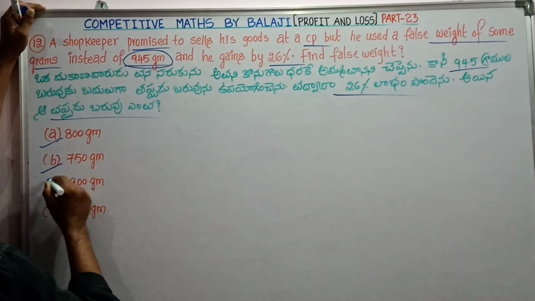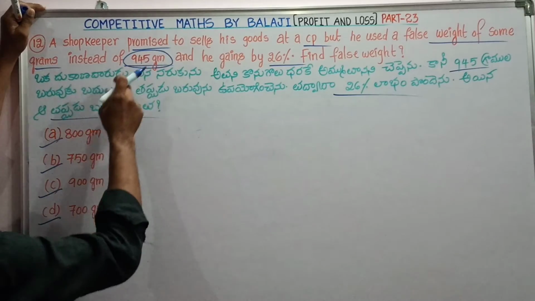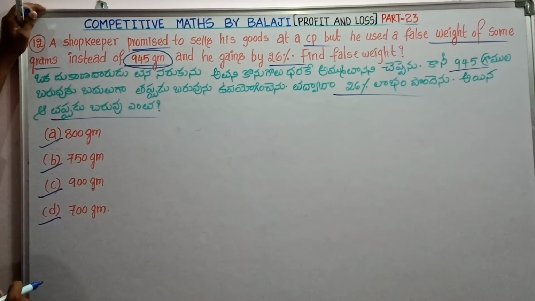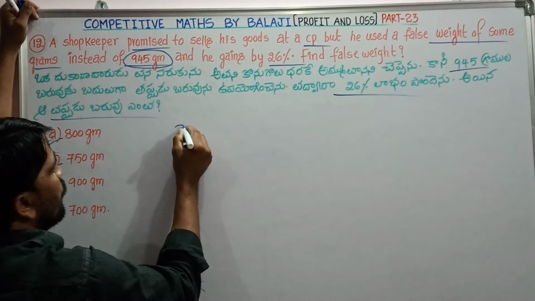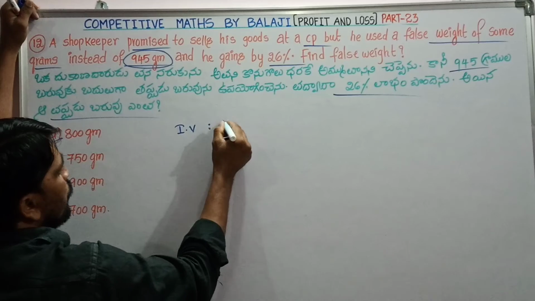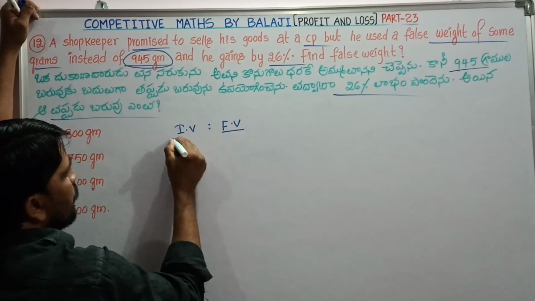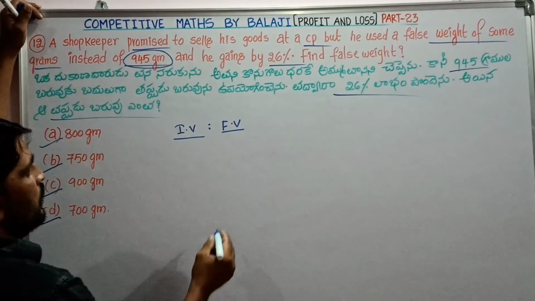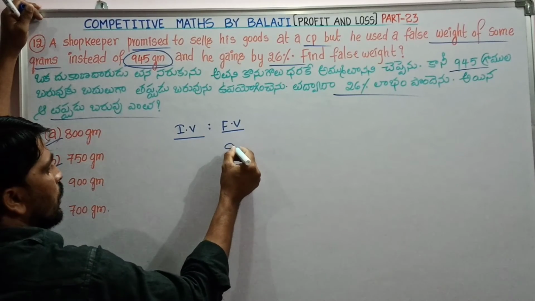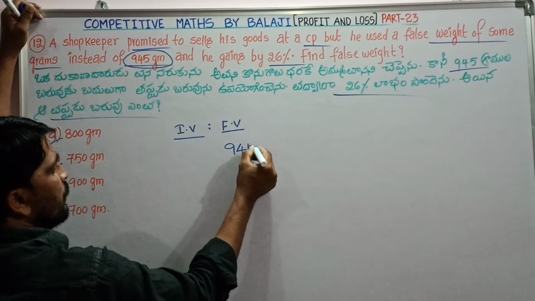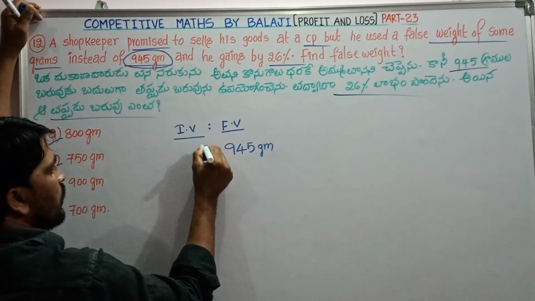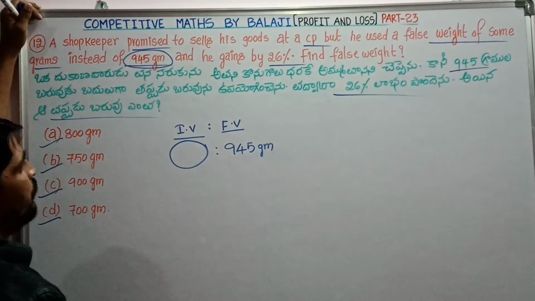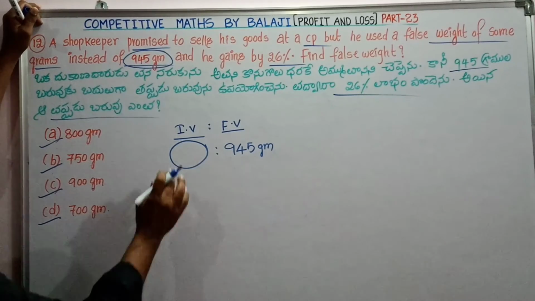Options are also given less than 945 grams. So we have to find the lesser weight. So consider the ratio of initial value to final value. He has to use 945 grams of weight. Instead of 945 grams of weight, he used some grams of weight. We have to find this one.